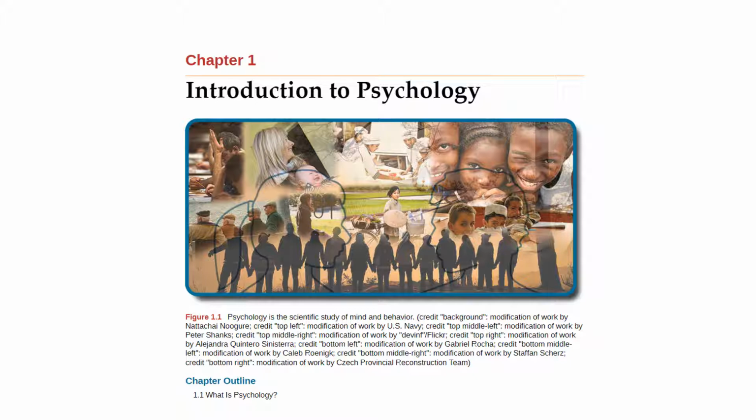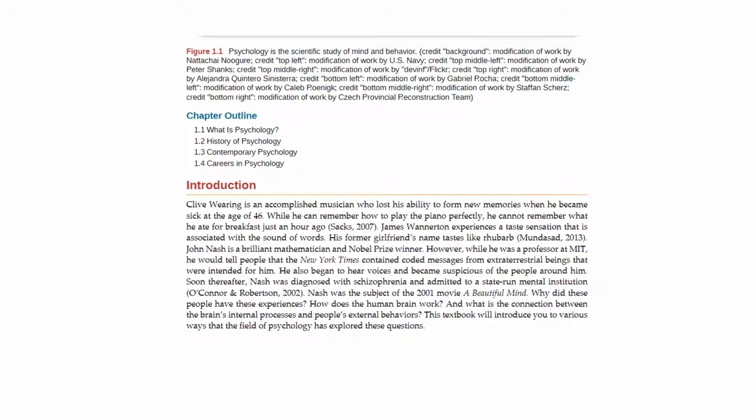Lesson 1 and the first chapter you'll be reading is going to give you tidbits of everything that is to come in the course. I thought it was interesting that in the very beginning of the chapter, the introduction reminds us whether we're talking about Clive Waring, James Wannerton, or The Beautiful Mind of John Nash, that ultimately we're talking about the brain and the nervous system.